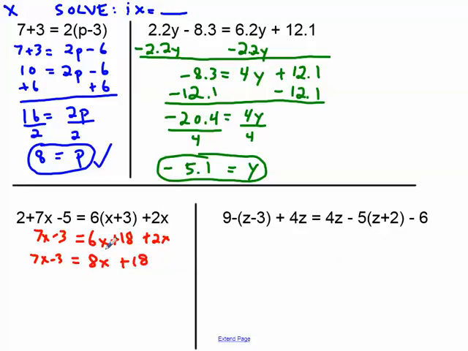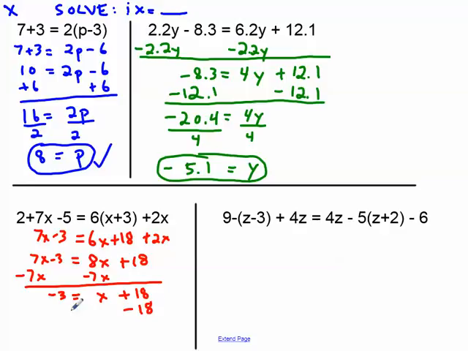Now do the middle school dance. Variables to one side, numbers to the other. Subtract 7x on the left, subtract 7x on the right. I got minus 3 on the left, 7x has gone away. 8x minus 7x are like terms because they have the same variable, same power. 8 minus 7 is 1x, or just x, plus 18.